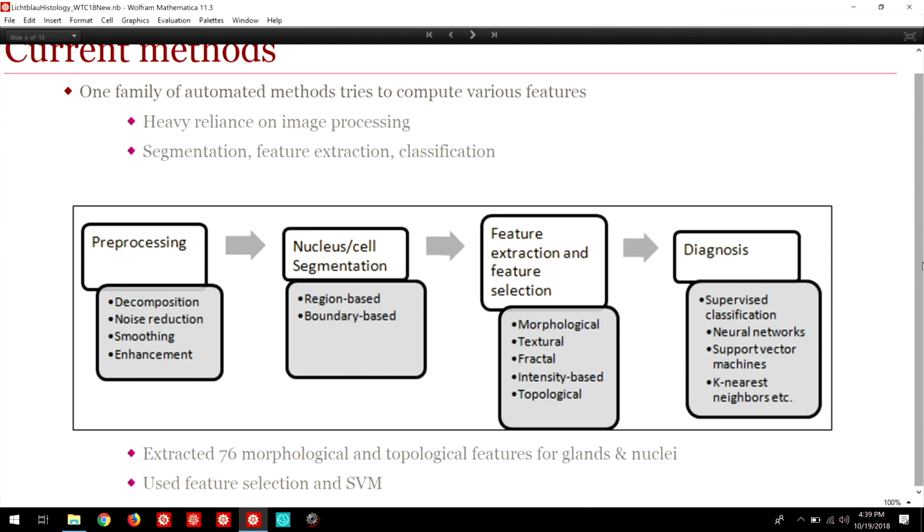And after this, I tried several classifiers. So this is some kind of history, what I did before meeting Daniel and using Mathematica. All these were done in OpenCV with C++, a lot of work.